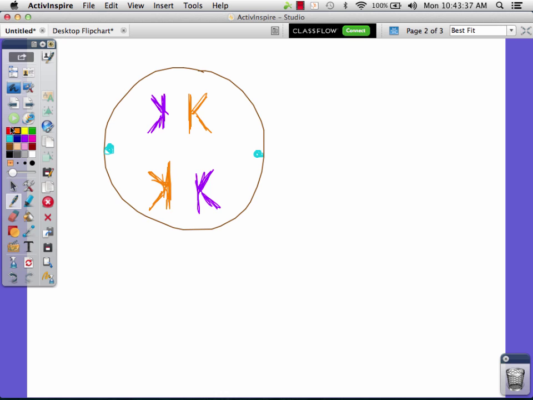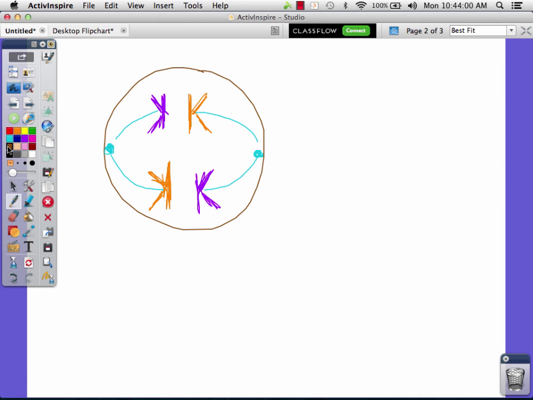Okay, so if you remember back to that first cell that we drew, we said that this was a pair and this was a pair. So the pairs are now lining up in the middle. And then we have these organelles called centrosomes. And those are extending these spindle fibers out to reach the chromosomes. And there we have metaphase.